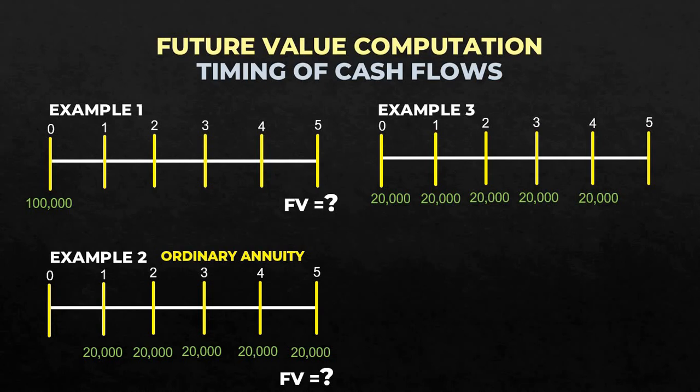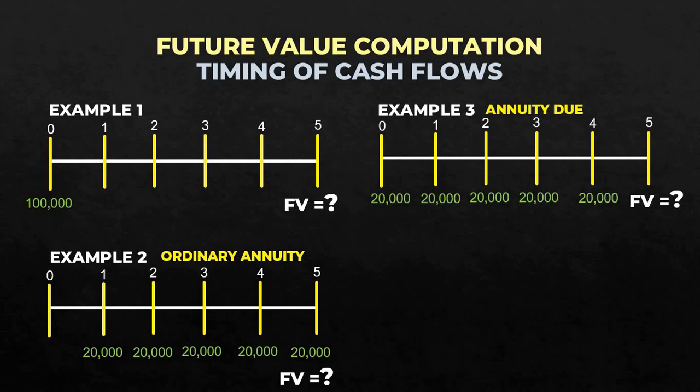Kasi sa example number 2, the cash outflows are made at the end, pero sa example number 3, ang cash outflows are made at the start of every year. Pero yung cash inflow, which will happen at the end of the 5th year, hindi yung given. So yun yung kukumpute natin. At since yun ay at the end pa of 5th year, so yun yung future value. And ganun ulit, since etong mga amounts na to ay equal in amounts, tapos equal intervals, pero made at the start of the year. So this is an example of an annuity due.